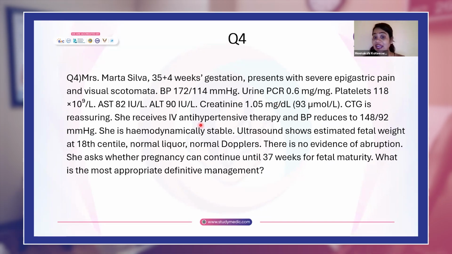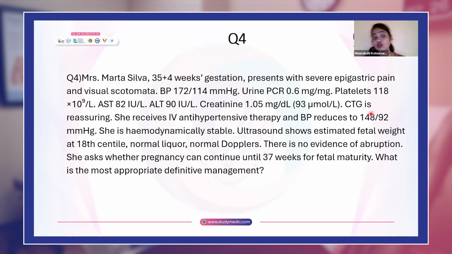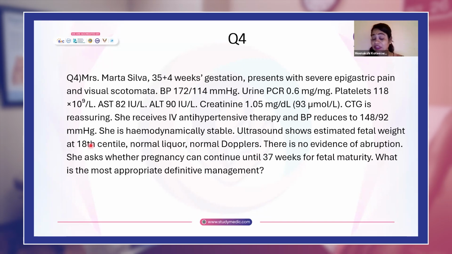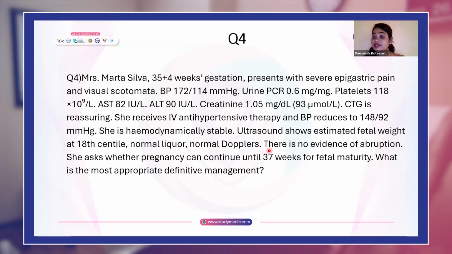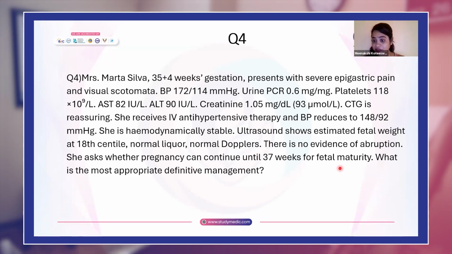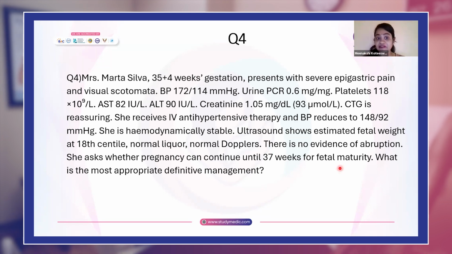She receives IV antihypertensives and the BP is reduced to 148 by 92. She is hemodynamically stable. Ultrasound shows an estimated fetal weight at 18th centile with normal liquor and Doppler. There is no evidence of any abruption. She asks whether the pregnancy can be continued until 37 weeks for fetal maturity. What is the most appropriate definitive management?